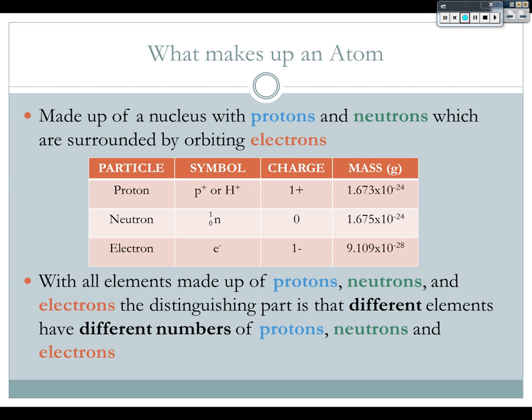Now, since all elements are made up of protons, neutrons, and electrons, how are you going to be able to tell them apart, since they all are made up of the same thing? The way that we do that is because different elements have different numbers of protons, neutrons, and electrons.